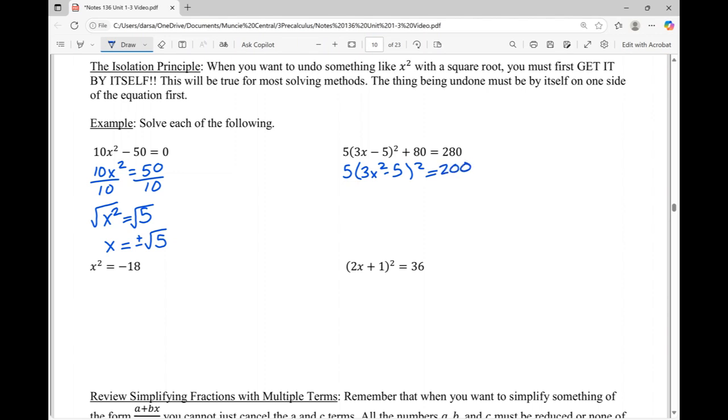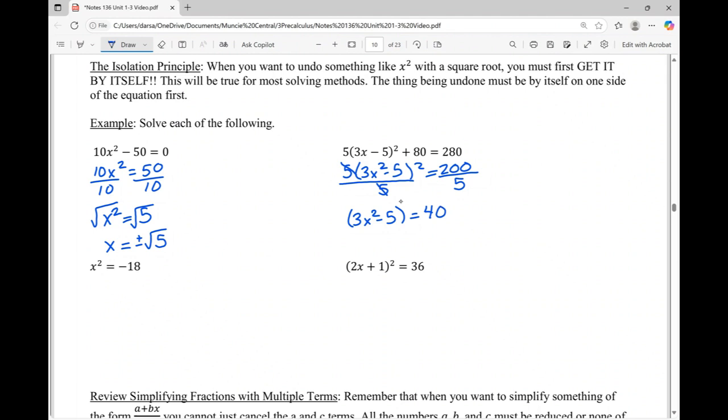And just like with an absolute value, you cannot distribute this 5 into a squared, because then it would be squared when it isn't squared in the original thing. So the thing that we need to do to get that thing that is squared in parentheses by itself is to divide both sides by 5. So we get (3x minus 5) squared is equal to 200 divided by 5, which is 40.